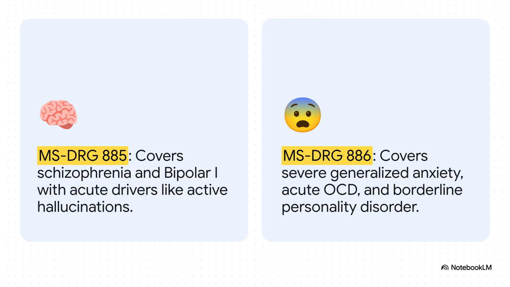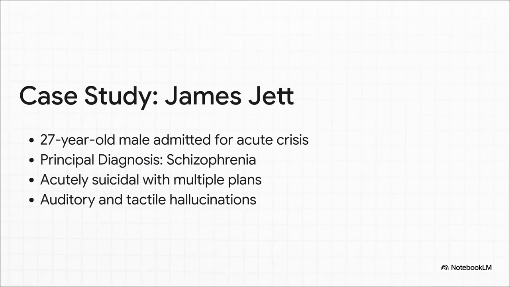On the flip side, DRG 886 covers neurotic and personality disorders. This captures severe generalized anxiety, acute OCD, and severe acute stress reactions. So the pipeline is crystal clear. A patient with active command hallucinations maps directly to 885, whereas a severe acute stress reaction lands in 886. To see this in action, let's look at a real-world case from our source files.